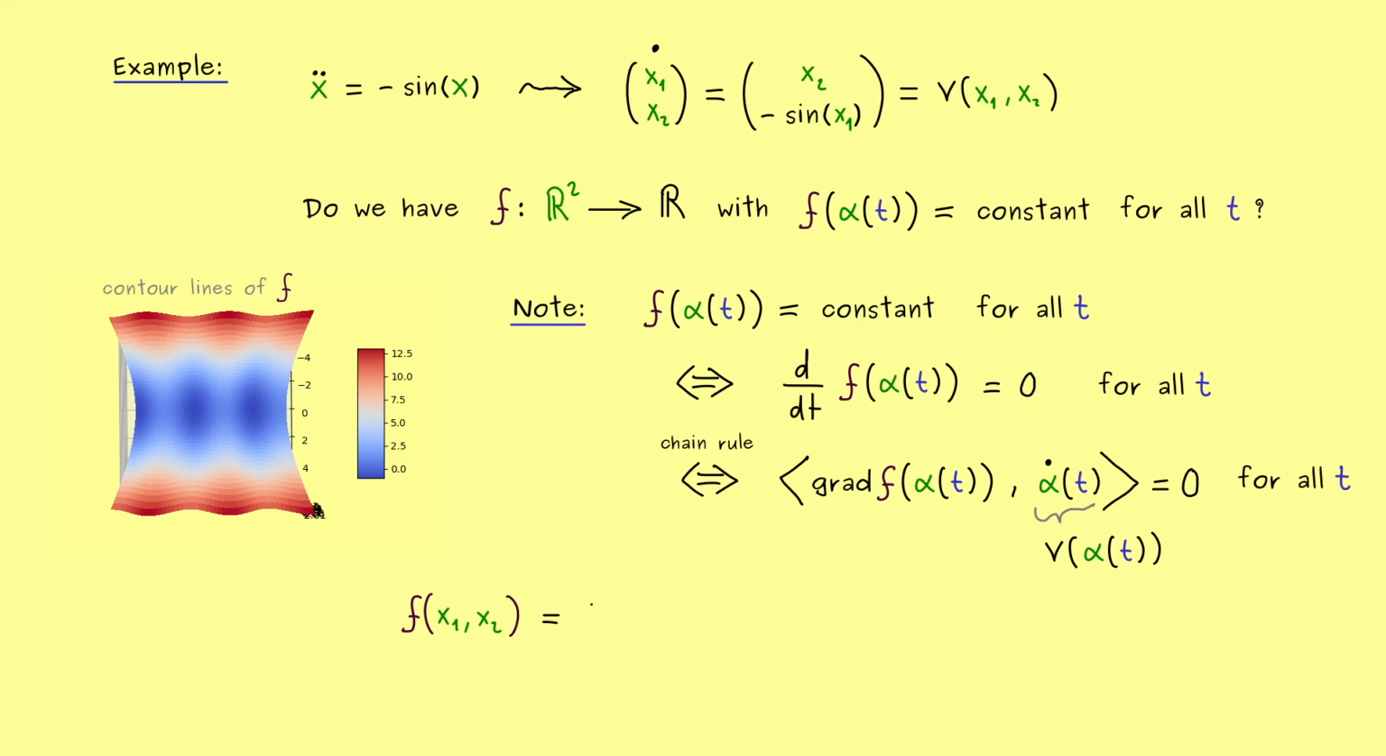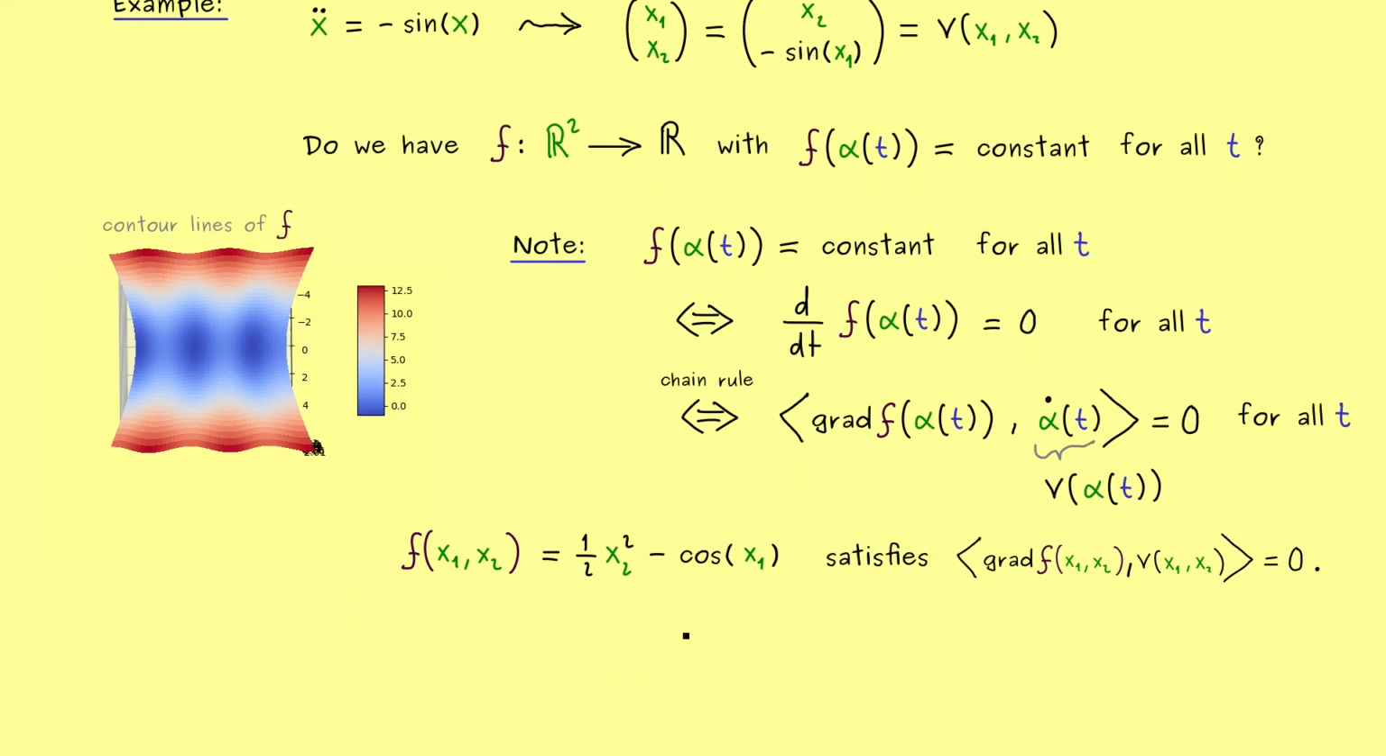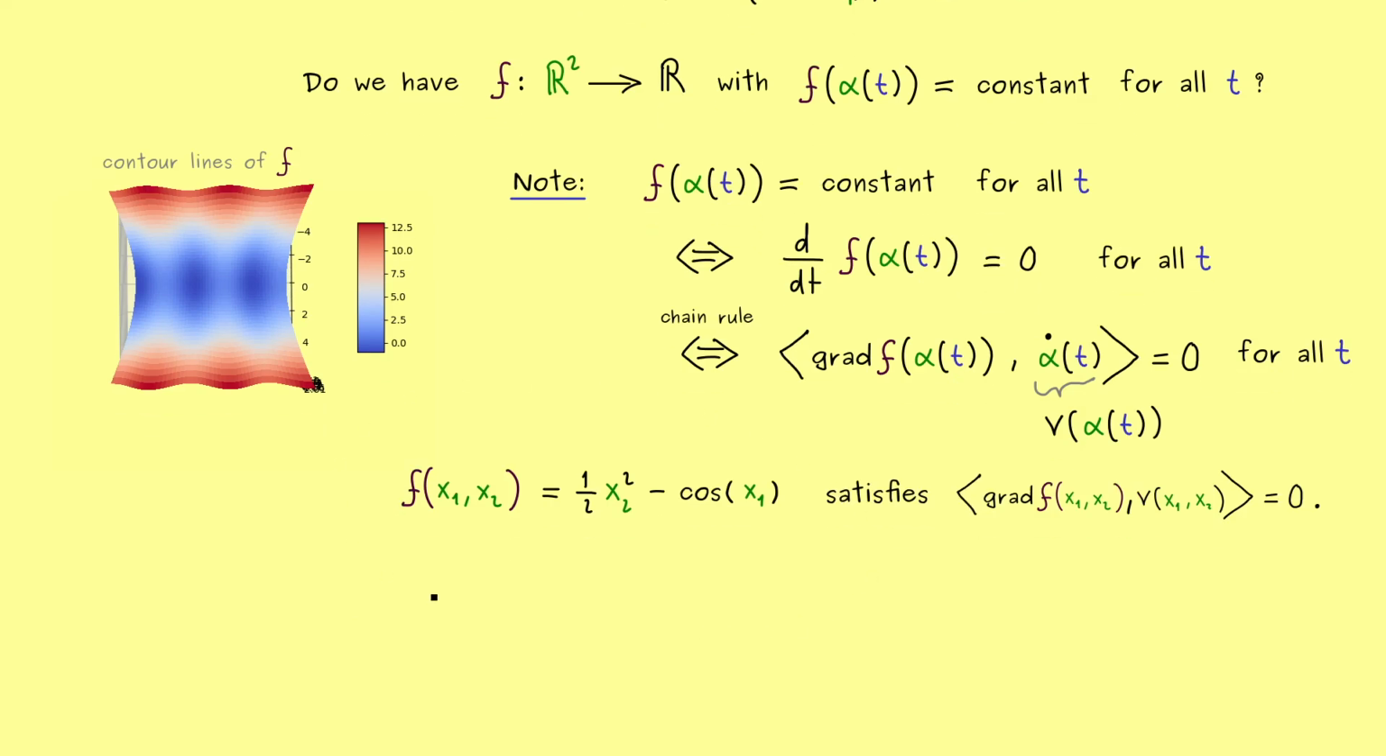So for example, we could take 1/2 x2 squared minus the cosine of x1. Because then the partial derivatives coincide with the things we have in v, and then we just have to fix the sign in some sense. In fact, here I can already tell you, we have it, the gradient of f is perpendicular to v. And because of this nice property and the calculation from before, we have the nice property that f of a solution is constant. Hence, this implies plotting the contour lines of the function f already gives us our phase portrait.